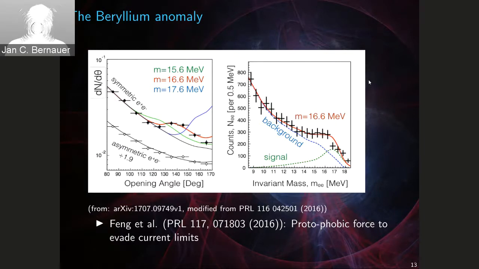The problem with that is that if you assume a simple model, the coupling strength you need for this is already ruled out by other experiments. Feng et al. then pointed out, well, if you tune the couplings, if you essentially produce something protophobic, you can actually evade all of these limits, and you can explain it with this. So it would be a fifth force, something unknown, to explain that, but it would explain that very well.